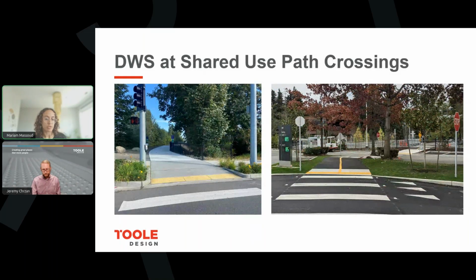Here are a couple photos of detectable warning surfaces at shared use path crossings. So you can notice that the detectable warning spans the entire width of the ramp or the blended transition, even though it's a lot wider than 4 feet.